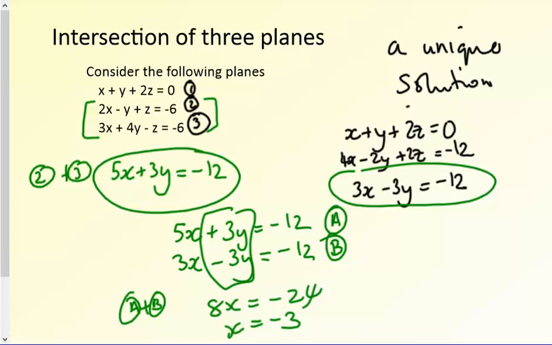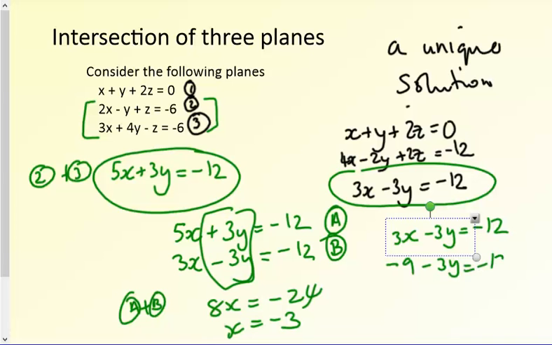What we've got to do now is find the y coordinate for that point and the z coordinate for that point. So that's really simple. All we've got to do is substitute that value back into one of these equations here and solve for y. So let's use 3x minus 3y equals minus 12. So that's minus 9 minus 3y equals minus 12. So that means 3y is going to be equal to 3, y equals 1.